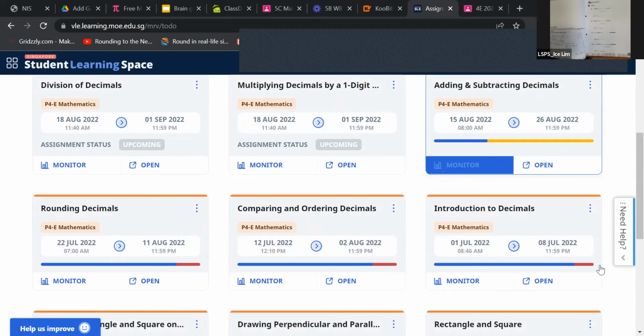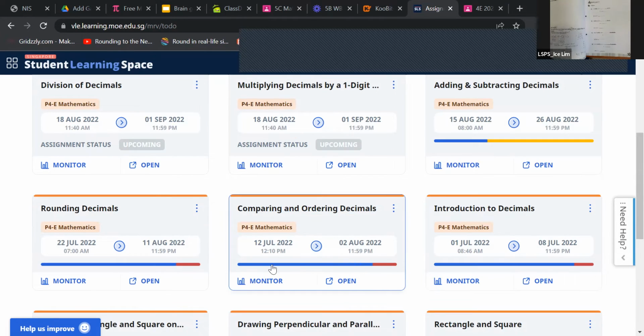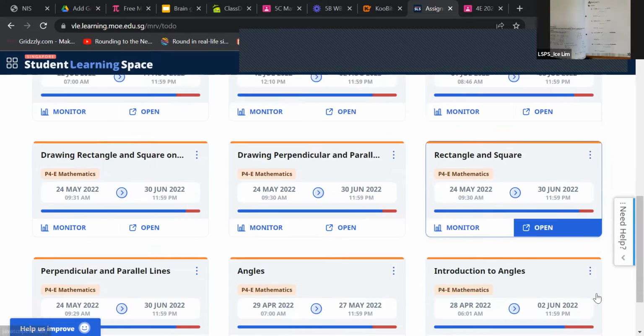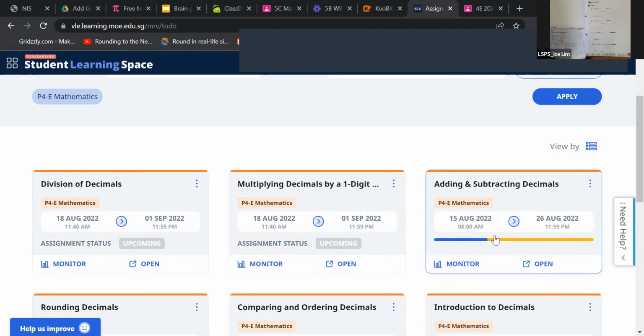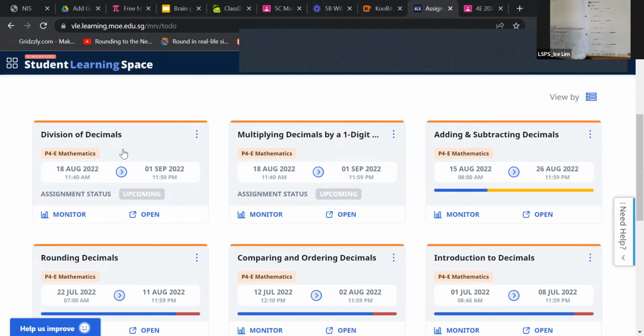But if you are one of those who are falling in the red color zone, and you're not submitting your things, and the yellow here is not complete, then I'm concerned for you. Okay, so there are multiplication and division assignments on SLS to help you as well. Okay, now back to what we were saying.